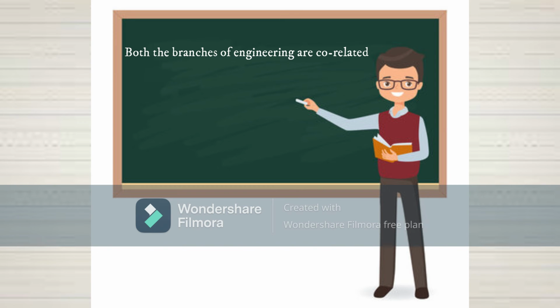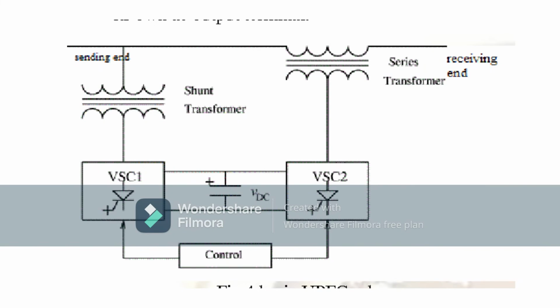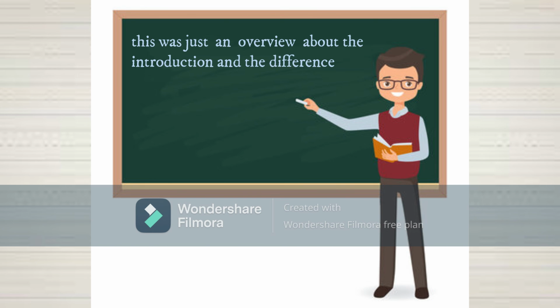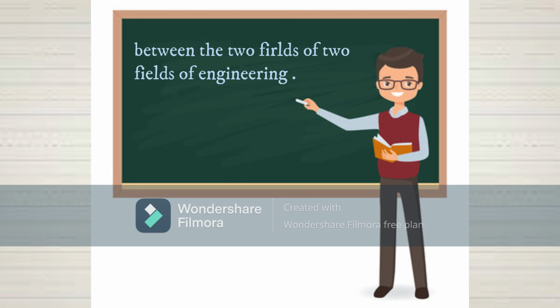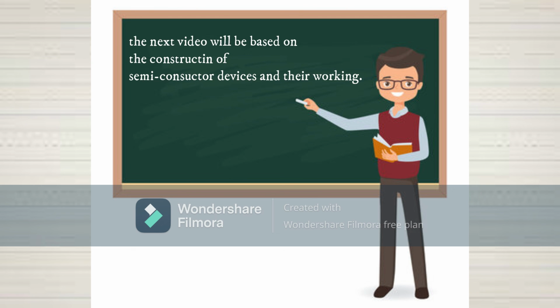Both the branches of engineering are correlated. If one deals with the manufacturing of electronic devices, then the other uses the devices for designing different systems, for example, fax devices and motor drives, etc. This was just an overview about the introduction and the difference between the two fields of engineering. The next video will be based on the construction of semiconductor devices and their working.